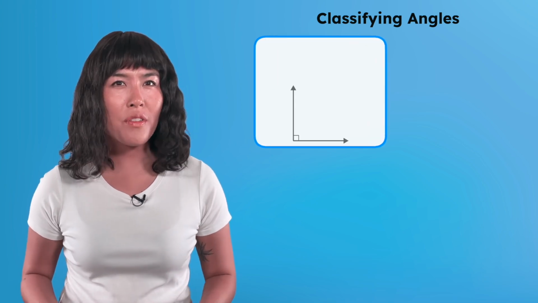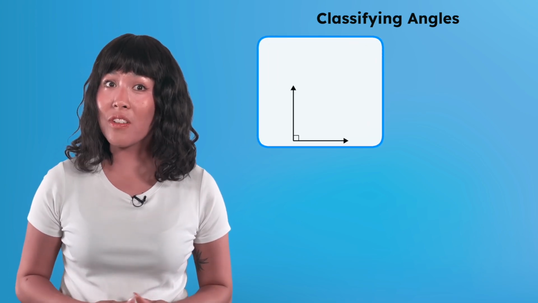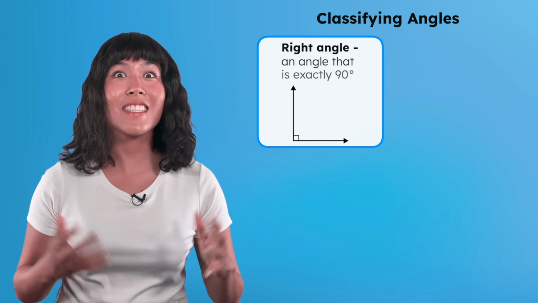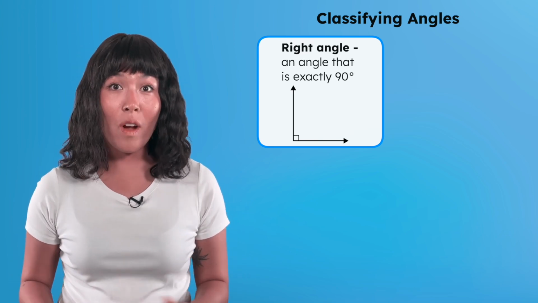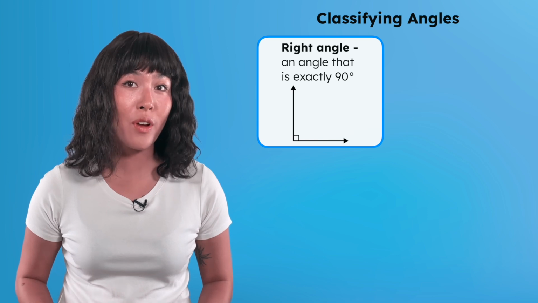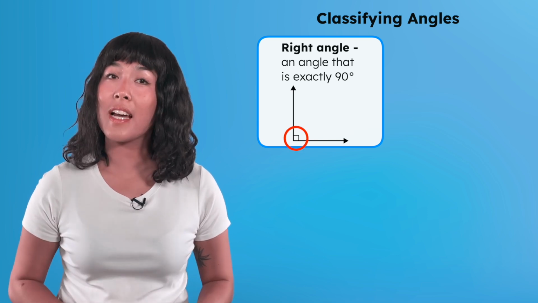In addition to naming angles, we can also classify them by their size. Take a look at this angle. Can you recall the term we used to classify this angle? This is a right angle because it measures exactly 90 degrees. Right angles are indicated on a diagram with a small square at the vertex of the angle.